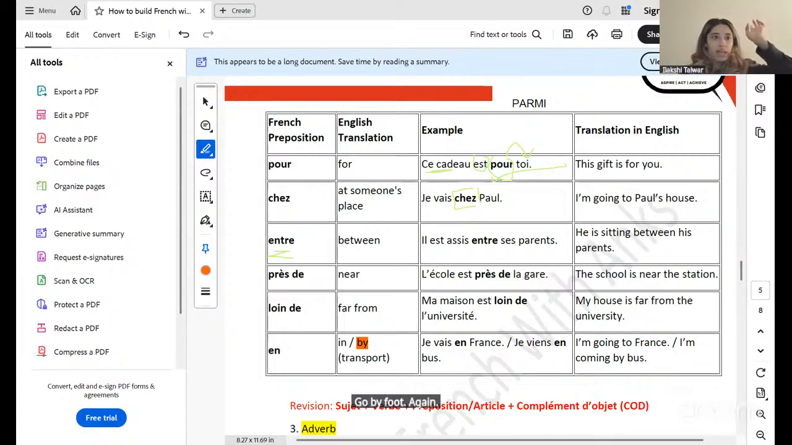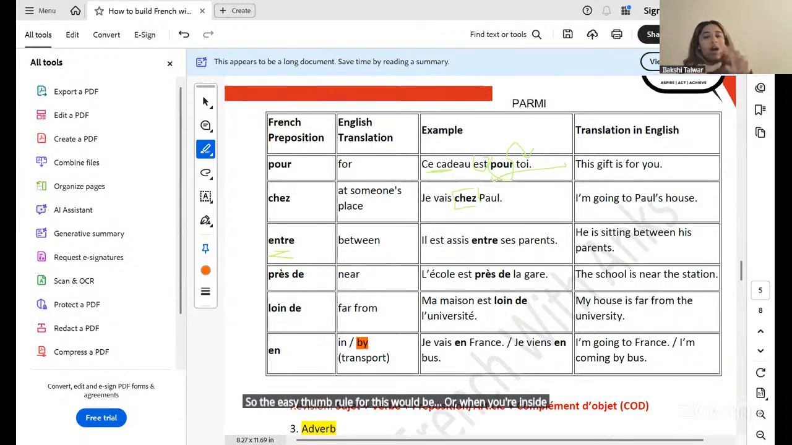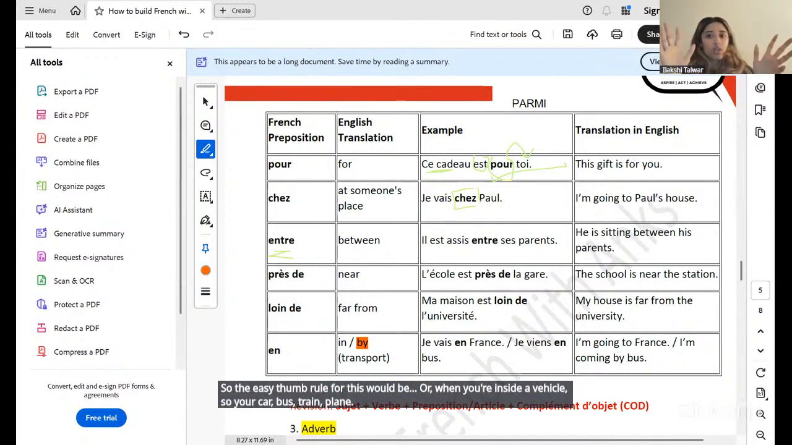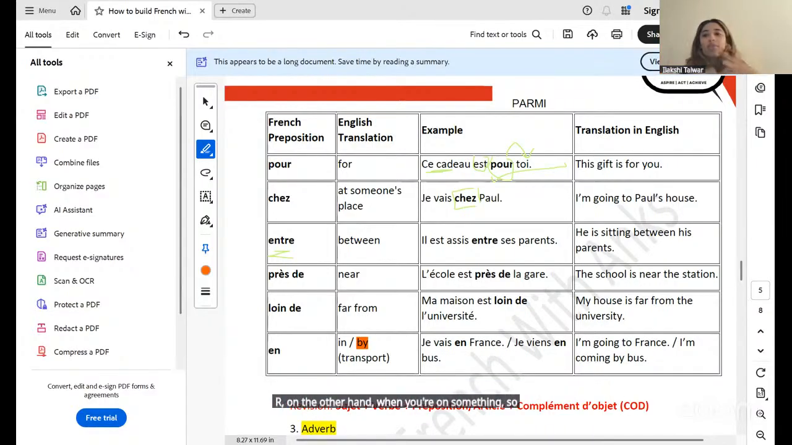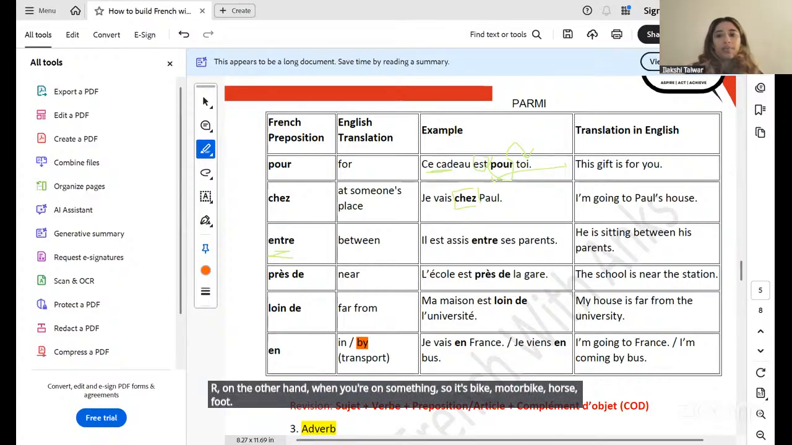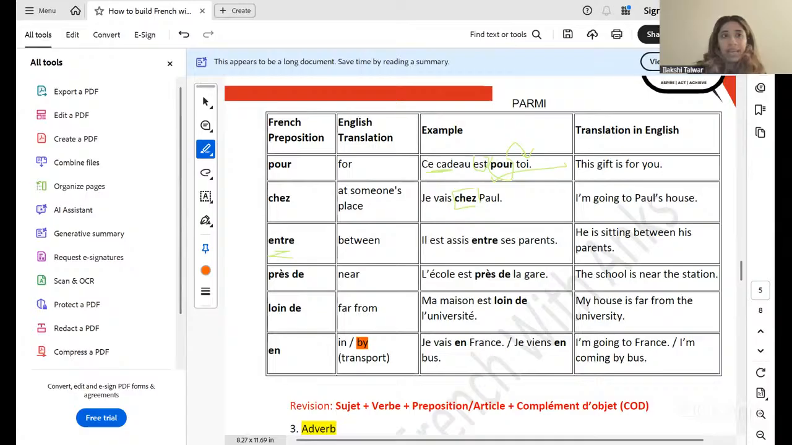Again, open, individual. So the easy thumb rule for this would be when you're inside a vehicle. So your car, bus, train, plane, boat. On the other hand, when you're on something. So it's bike, motorbike, horse, foot. That's à. Make sense? Does that clear it out?